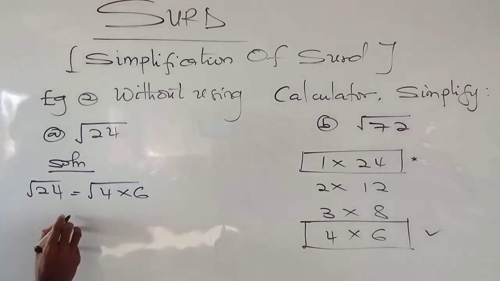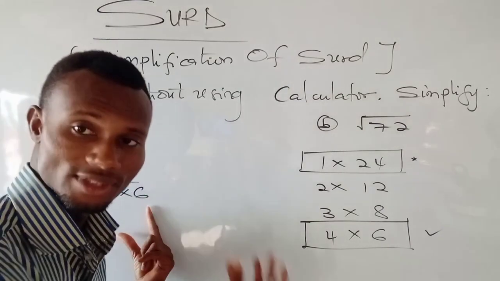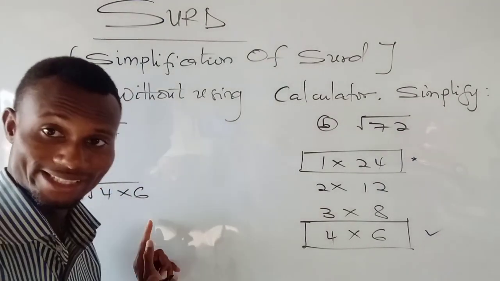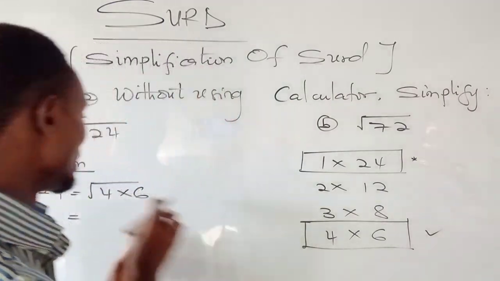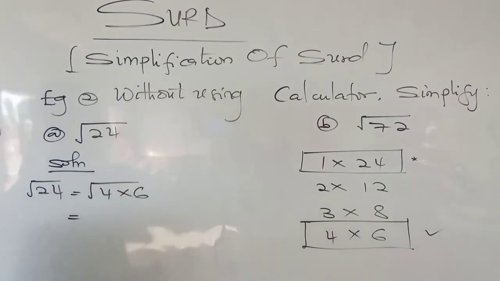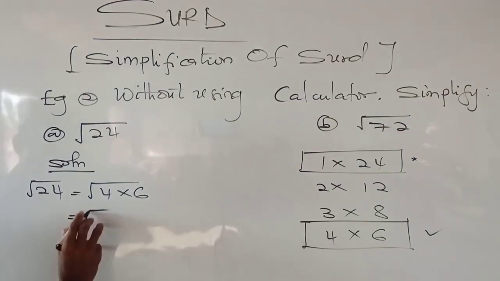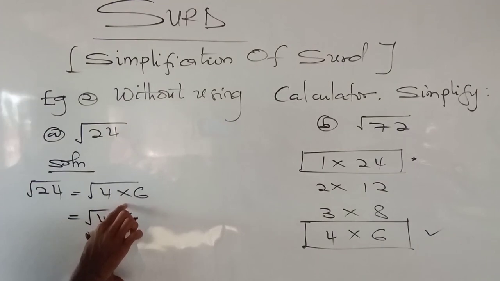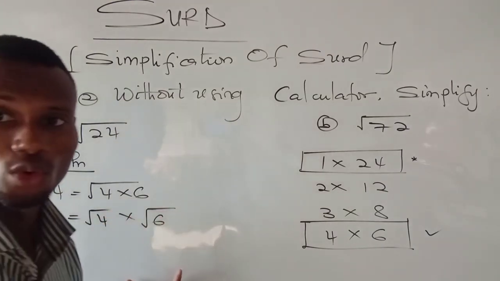So now the square root sign affects everything here, so we can simplify further. The square root sign will affect the 4 and also affect the 6. I explained this to you in the first video. Because the square root sign affects everything here, it affects the 4 and also affects the 6, so we can separate them. You can write this as square root of 4 times, you bring your multiplication sign because the sign is multiplication, times square root of 6. So that's how to go about it.